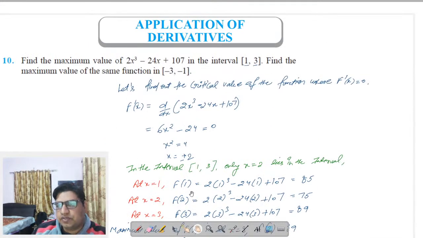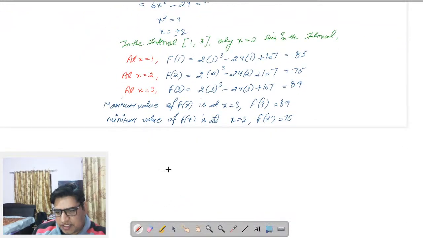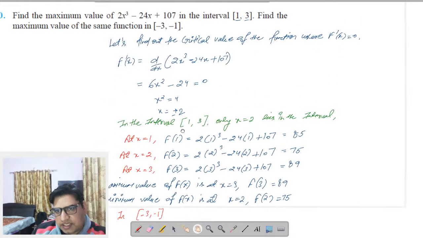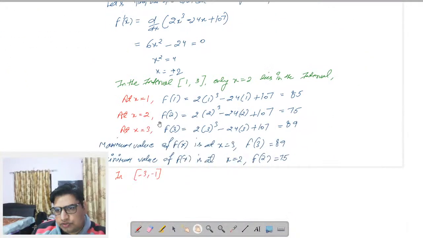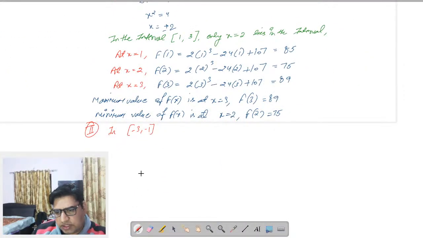So in the other interval, it is -3 and -1, so this is the second part. You can simply write in -3 and -1. Inside this interval -3 and -1, there is -2, so x is equal to -2 will be the only critical point here.